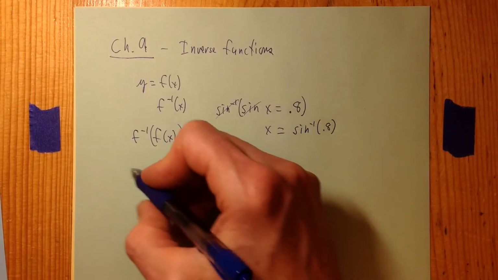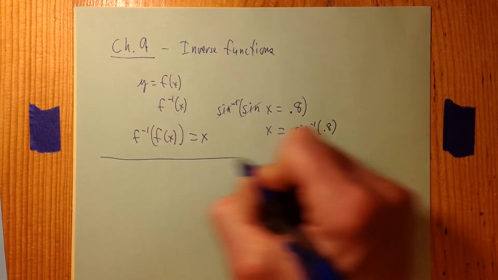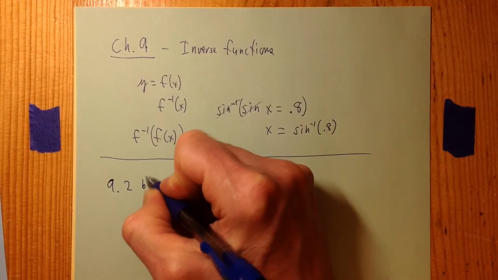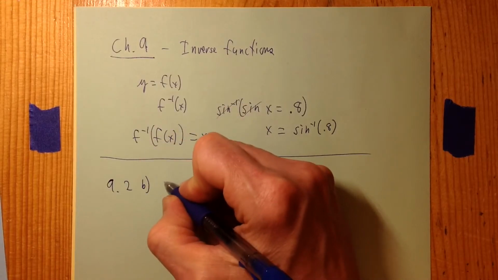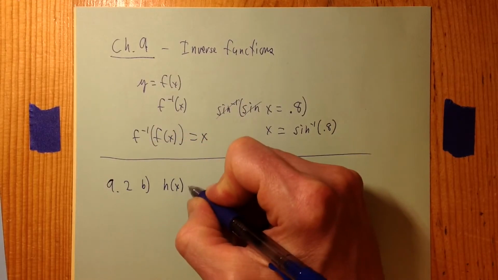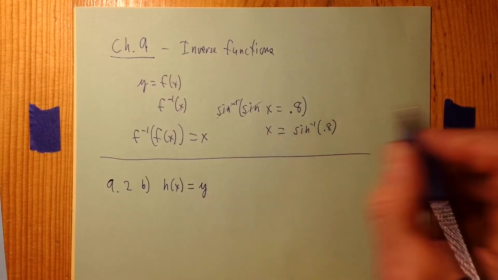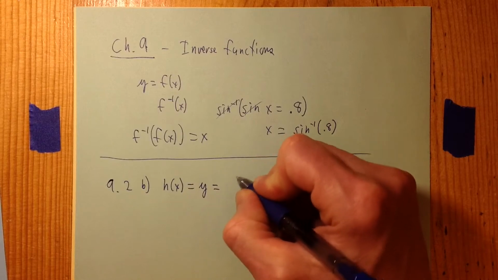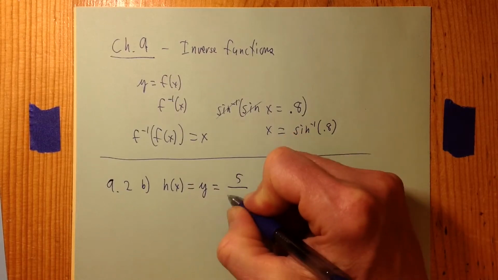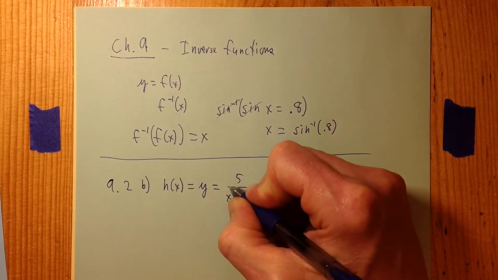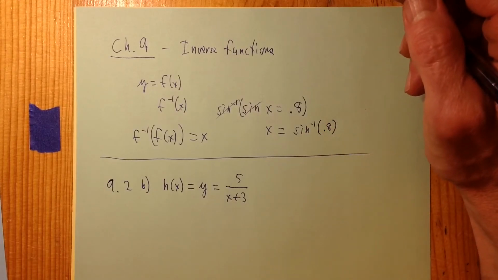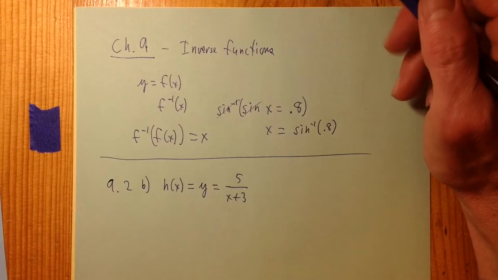Okay, so let's do an example, example 9.2b, which they write as h of x, but we'll just call it y, because it's easier to do math with y instead of writing h of x all the time. y is equal to 5 over x plus 3. I'm doing 9.2b because if you can do b, you should be able to do at least number 1 and a also.